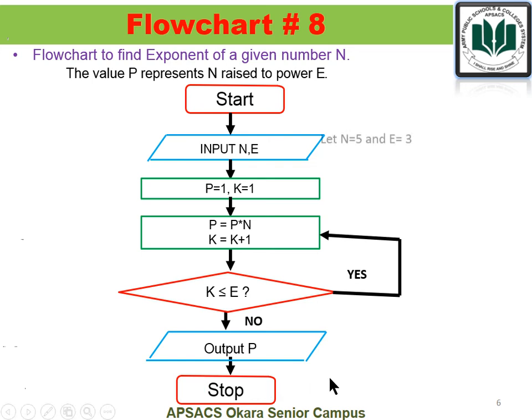So let's discuss with the example. Let n be equal to 5 and e be equal to 3. It is written mathematically like this: n raised to power e. You can also write it like this: n power e. For this case, n is 5 and e is 3.